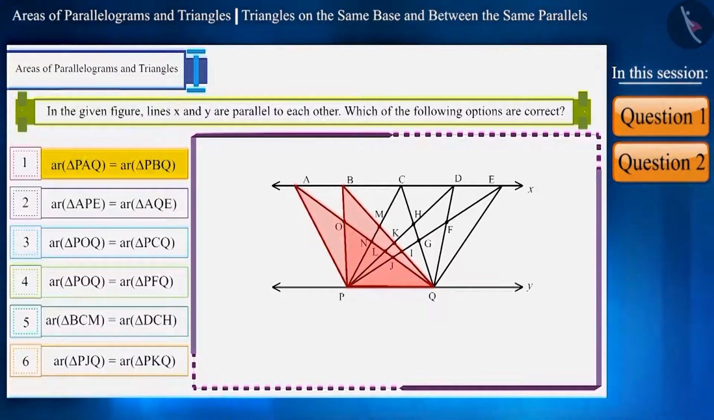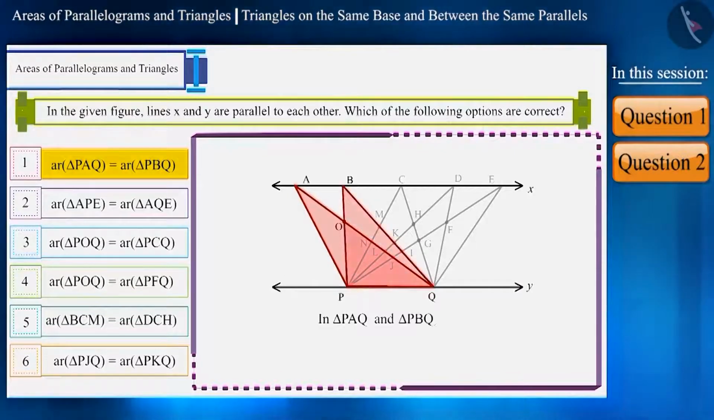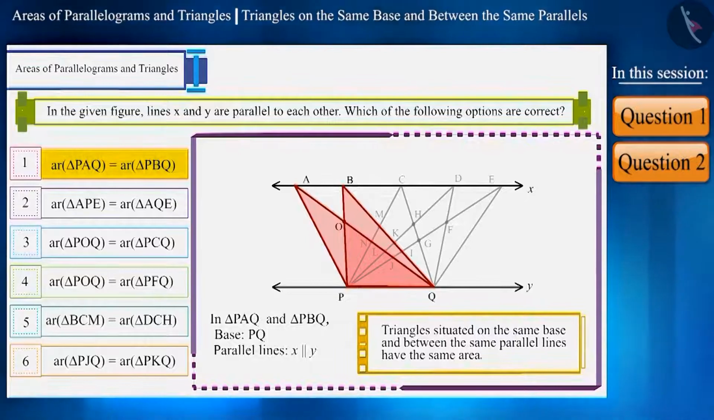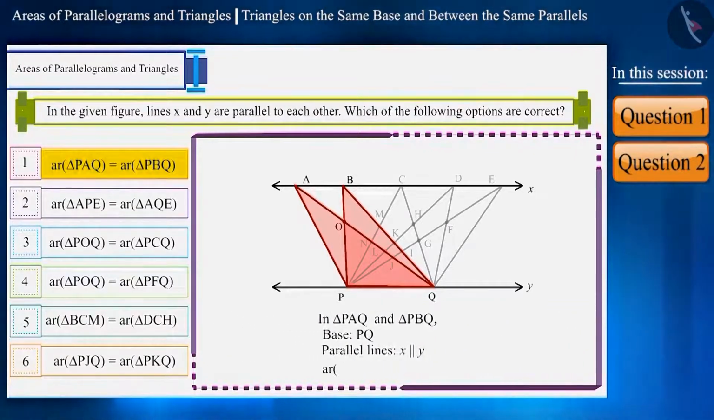Let's discuss the first option. In the given figure, we can see that triangle PAQ and triangle PBQ have a common base PQ, and they are situated between two parallel lines X and Y. And we already studied that triangles that are on the same base and between the same parallel lines have the same area. So, the areas of triangles PAQ and PBQ will be equal. Therefore, the first option is correct.